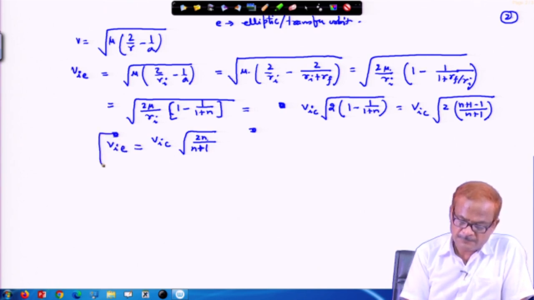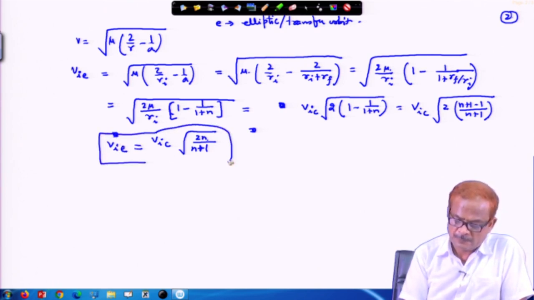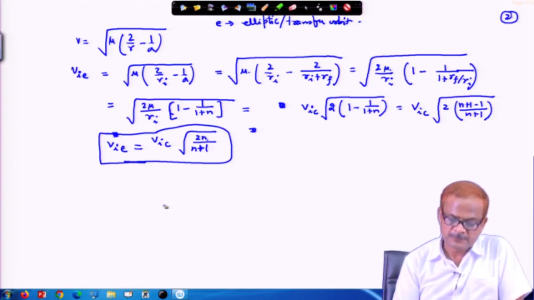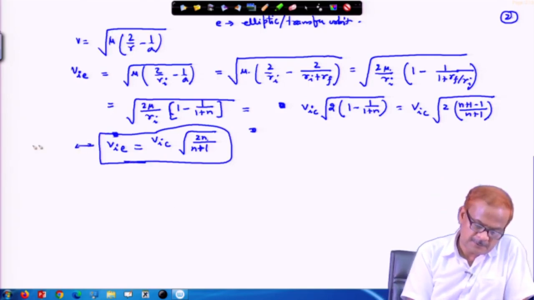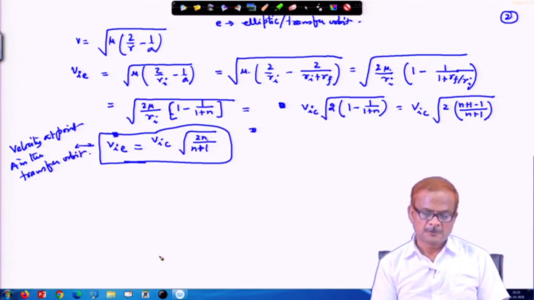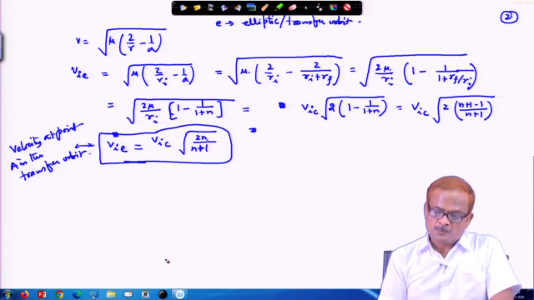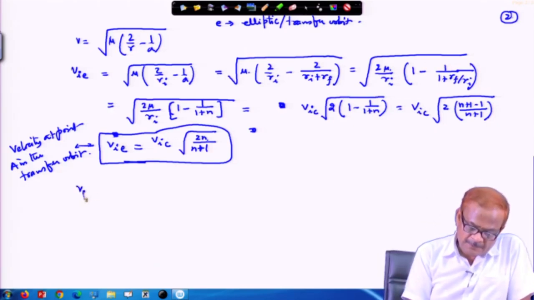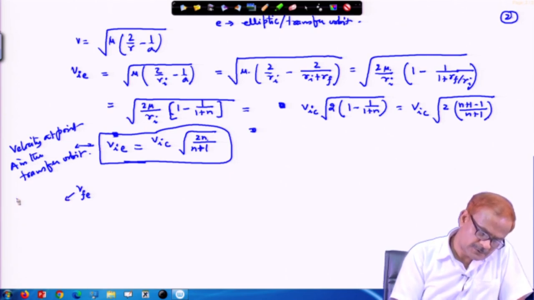So, this is the velocity at point A. Velocity at point A in the transfer orbit. Similarly, VFE, which is the velocity in the transfer orbit at point B.